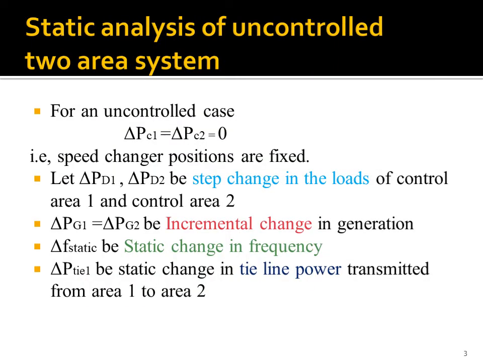Now let's analyze the static analysis of the uncontrolled two-area system. What is uncontrolled? If you recollect, uncontrolled system means we are going to keep our speed changer setting at 0, and only the power demand will be changing. So speed changer settings del PC1, del PC2 are equal to 0, and your power demand PD1, PD2 values will be changing. We are going to give a step change in the load.